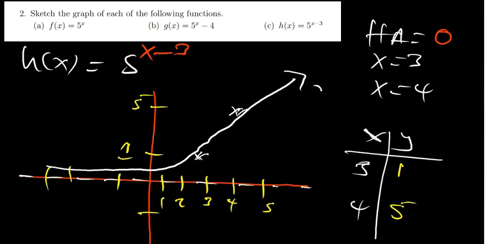Even here, as we can see, the domain is from negative infinity all the way to positive infinity. The range is from 0, not included, because it is running away from the asymptote, all the way to what? All the way to positive infinity. Okay, that is for question 2.